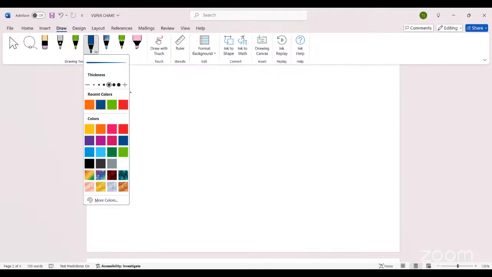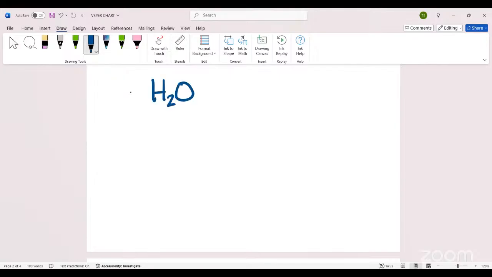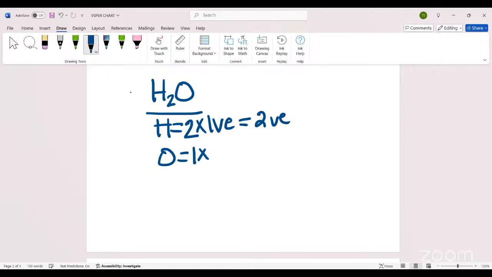All right, y'all. Let's look at water, H2O. What we're going to do is separate these out. We've got 2 hydrogens and only 1 oxygen. We're going to multiply them both by their respective numbers of valence electrons. Hydrogen has 1 valence electron because it's in group 1, but there are 2 of them, so 2 times 1 gives you 2. Oxygen is in group 16, so we drop the 1 off. That's where the 6 comes from. So 1 times 6 gives you 6. We add those together and get a total of 8 valence electrons.